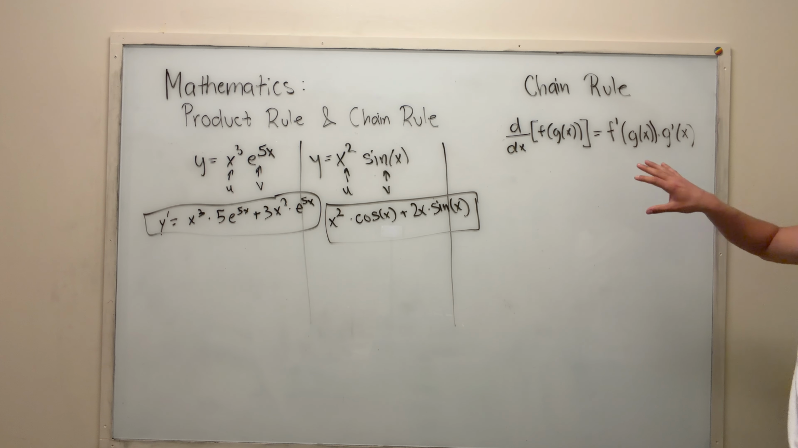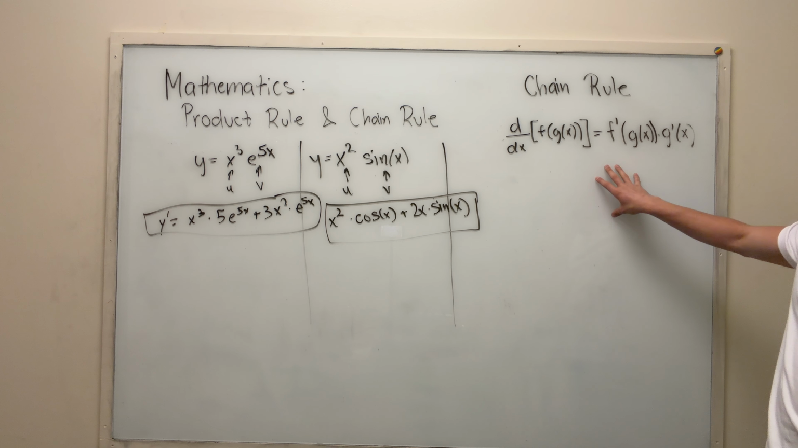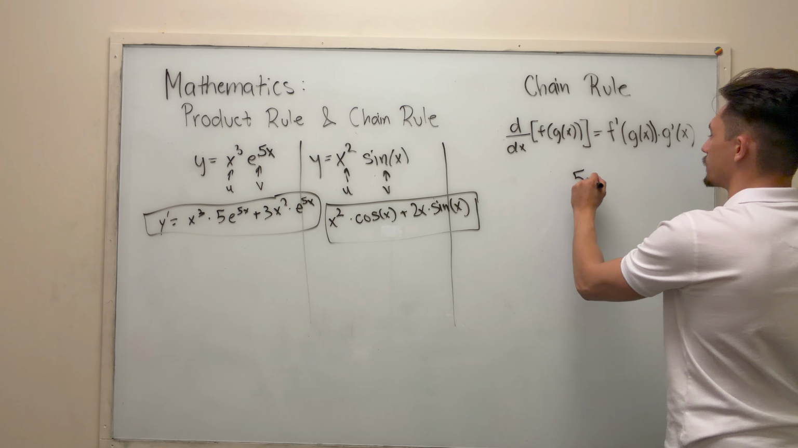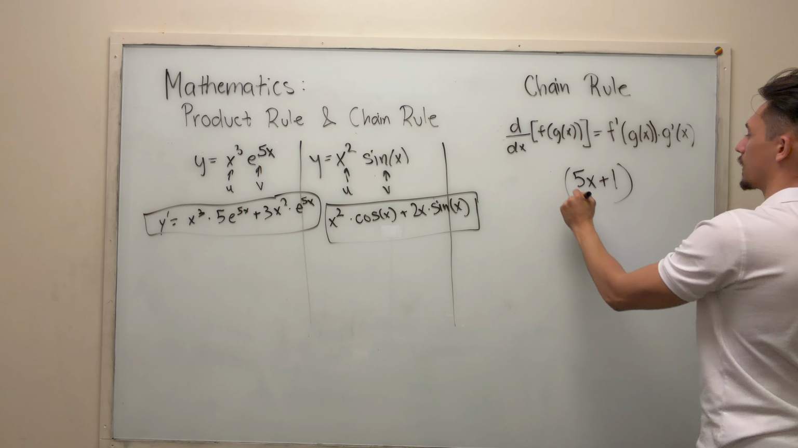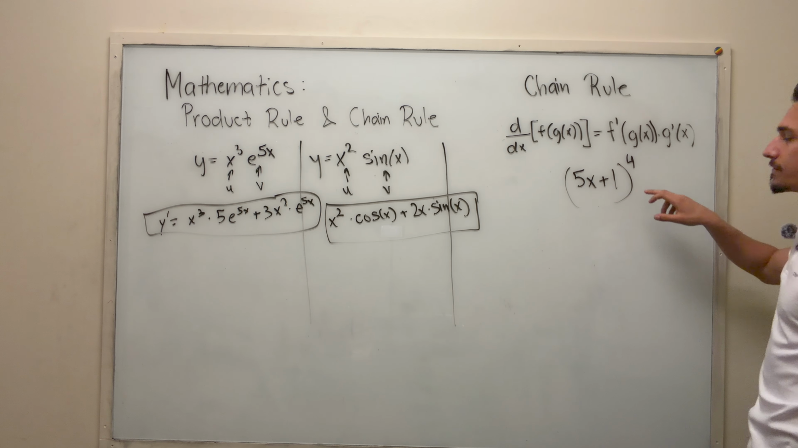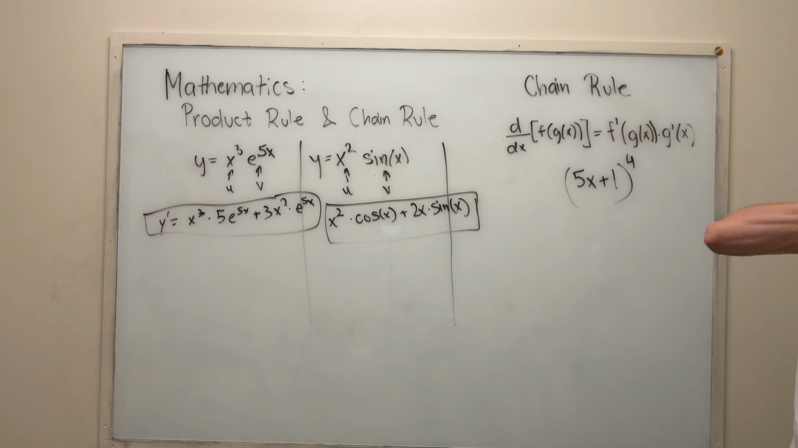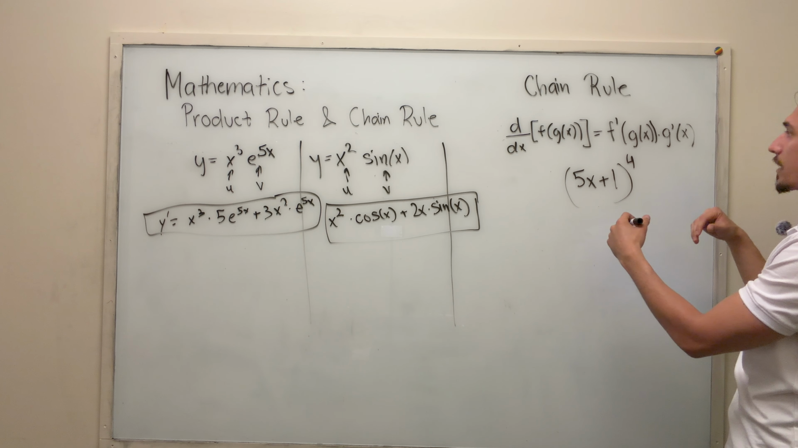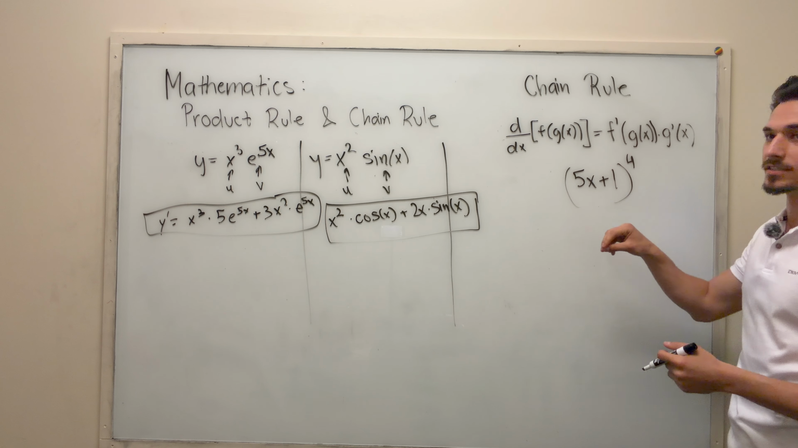Now this one's going to be a little bit different. We're going to be doing a chain rule problem. So essentially, if I drew up a problem, let's say I call 5x plus 1, and it's to the fourth power. So now we have a function within another function. And what the chain rule states is that I take the derivative of the outside first, and then I multiply it on whatever's inside.